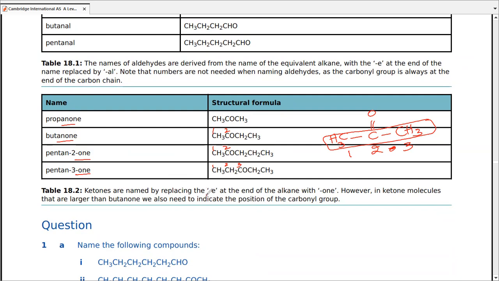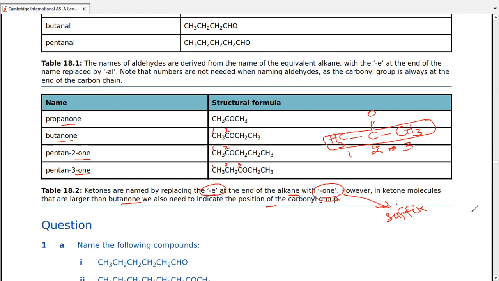In ketones, we replace the E at the end of the alkane, and we name them with a number. And of course, in this case, our suffix is one. This is our suffix. So I hope this gives you the idea how we're going to treat this.